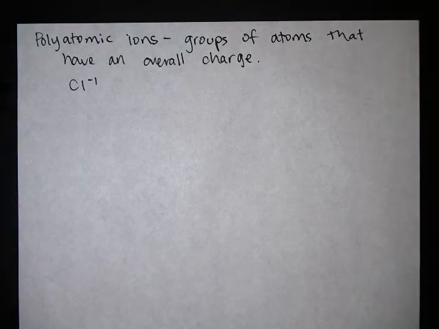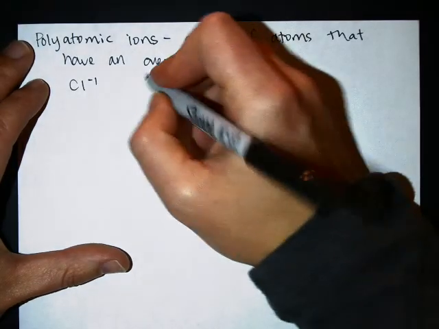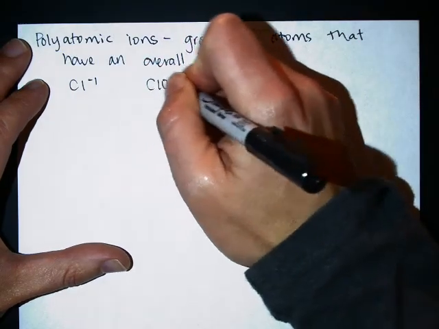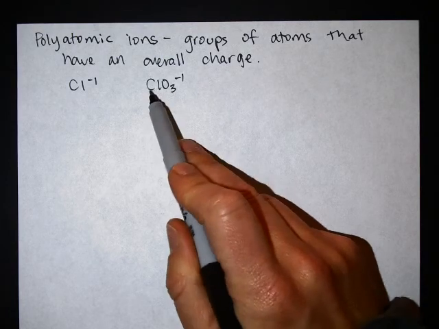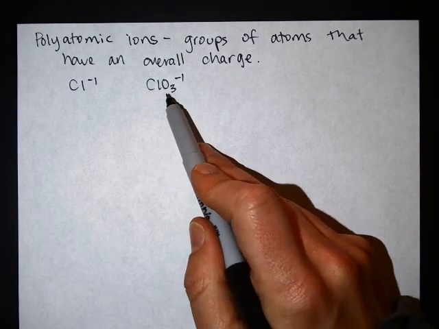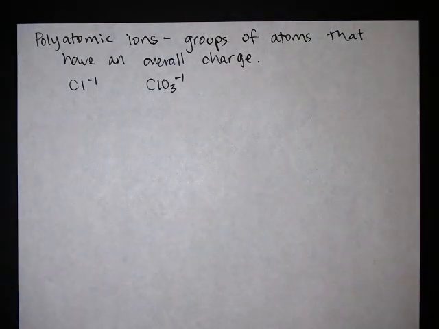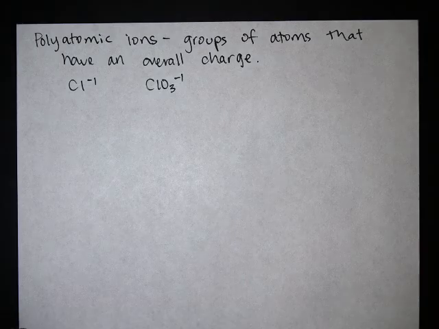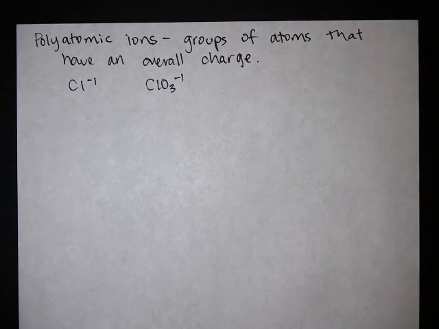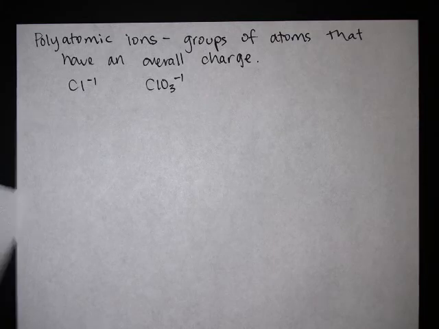Yesterday we looked at chlorine, and that chlorine has a -1 charge. It's one atom that has one charge. But there are a ton of different groups of atoms that overall have one charge. For example, chlorate, ClO3. That means this ion has one chlorine and 3 oxygens, and the overall charge is -1. So it basically acts like we had yesterday. It's just that it's a group instead of a single atom.